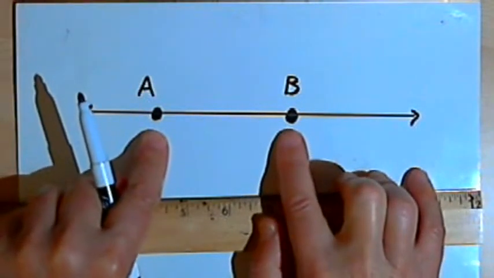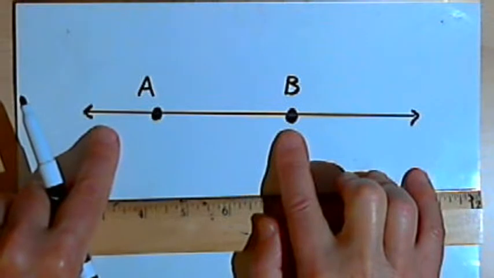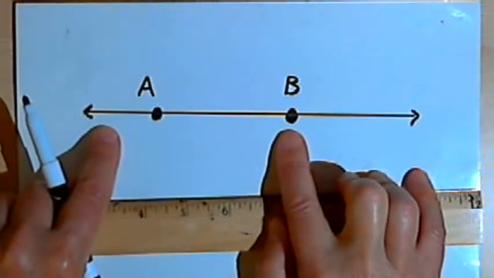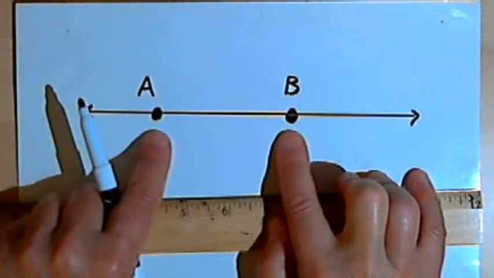Points A and B are both on the line. They're on the same line. So we say that those 2 points are collinear. They share the same line. They're collinear.